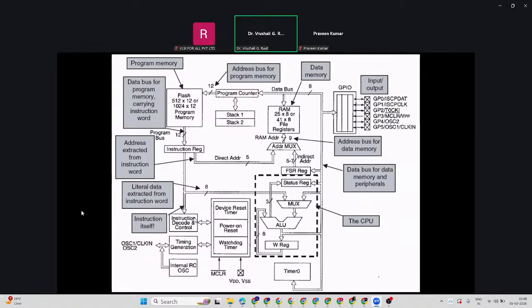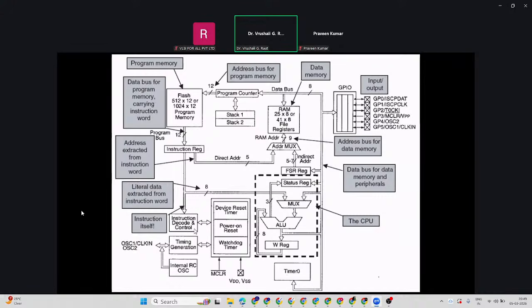It will decode it and it will tell the other devices how to act, as well as it will tell what part is going to your ALU for working. So it is getting decoded, allocating the resources as well as the literal, whatever is there, to the ALU for working. That is happening by this instruction decoding and control.